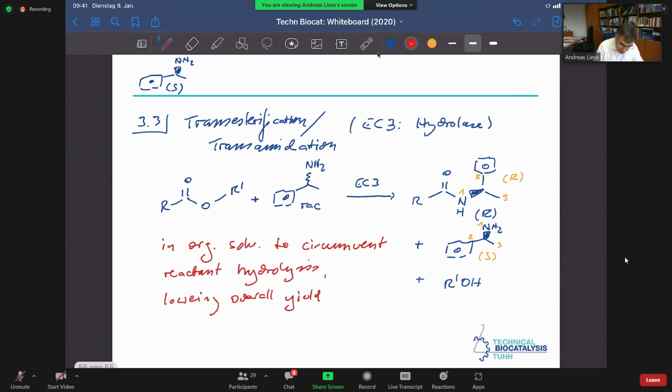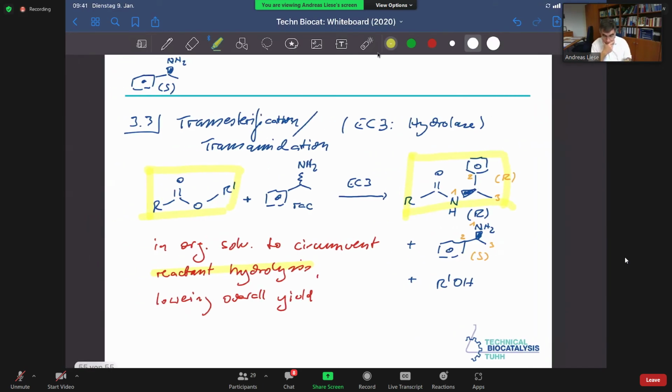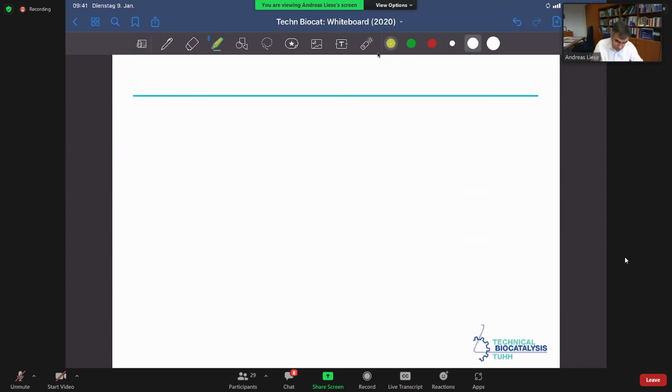And the reactant hydrolysis would apply to this one and to this one. Okay? Then maybe one last thing from my side, and then you would once again have the chance to ask questions.